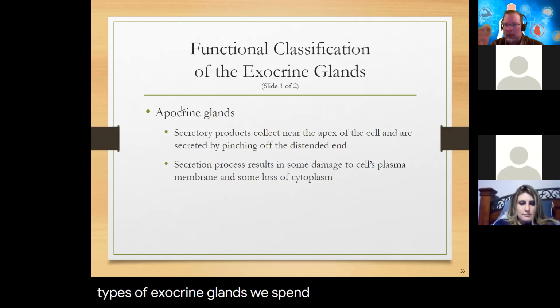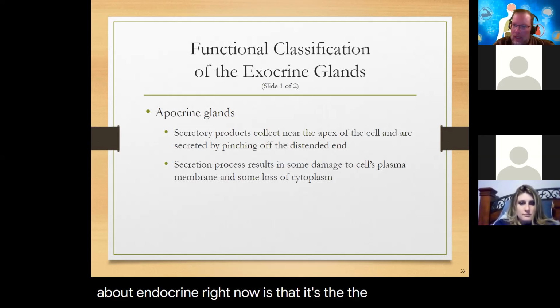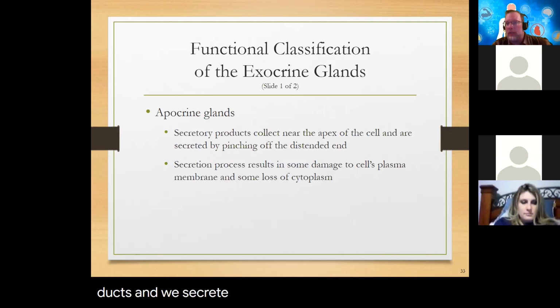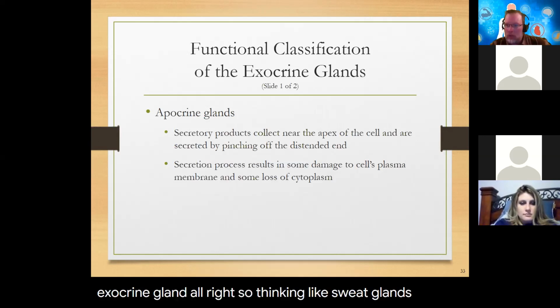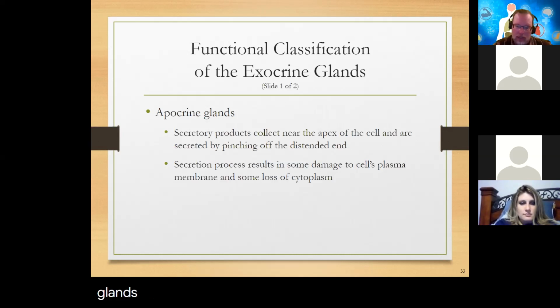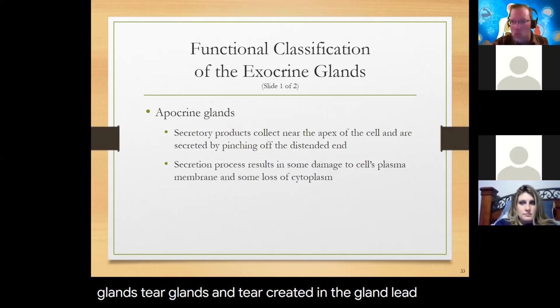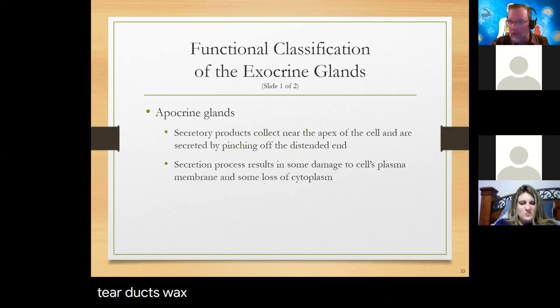We spend almost a whole week on the endocrine system, so the only thing you need to know about endocrine right now is that there are no ducts and we secrete into the bloodstream. That's all you need to know about endocrine. So everything else is an exocrine gland. Think sweat glands, oil glands, tear glands, with tears created in the gland leading to tear ducts, and wax in your ears created by glands. All of these are of the exocrine variety.